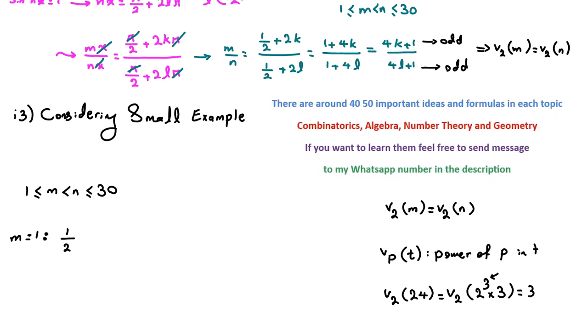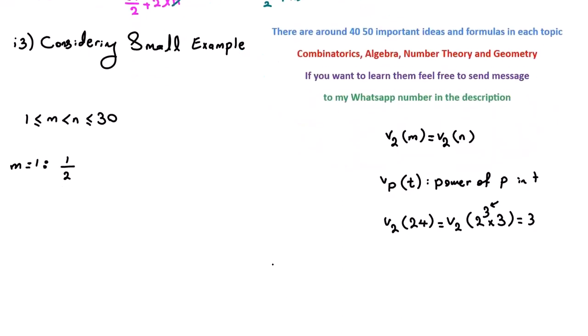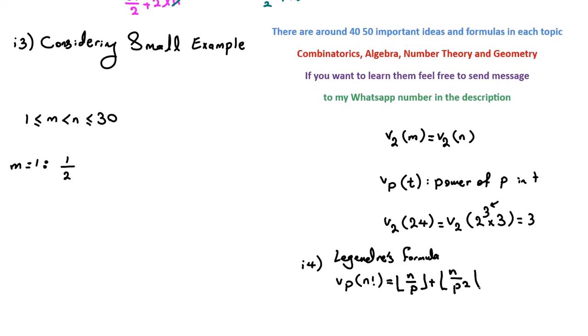And because I've told you v2 and vp, let me tell you an idea useful in some AMC problems: vp of n factorial. It has a formula called Legendre's formula. It is floor of n over p, plus floor of n over p squared, plus floor of n over p cubed, and so on.